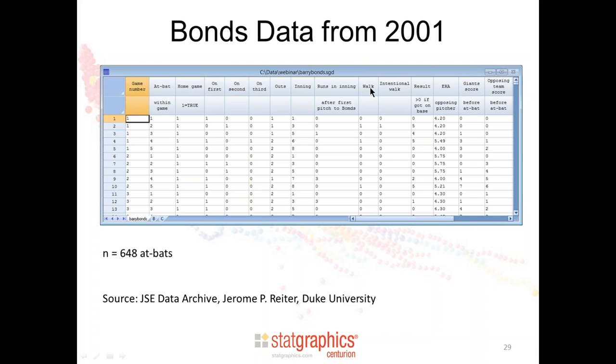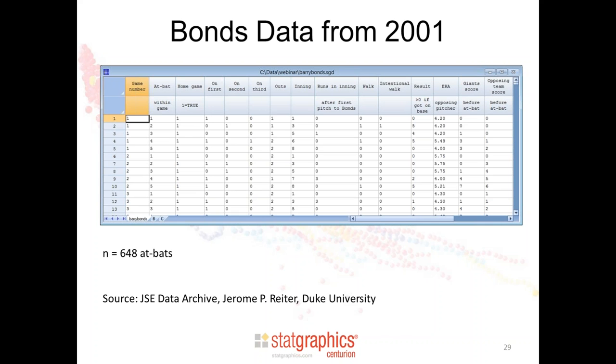We have an indicator for whether he was walked. In baseball, when you come to bat, every pitch from the pitcher is either a ball or a strike. If there are three strikes, you're out. On the other hand, if the pitcher throws four balls, you get to walk to first base. We know which at-bats resulted in walks. We also know which were intentional walks. An intentional walk is when the pitcher doesn't try to get you out. Barry got quite a few intentional walks. They'll often walk Barry hoping to have better results with the batter that comes afterward.